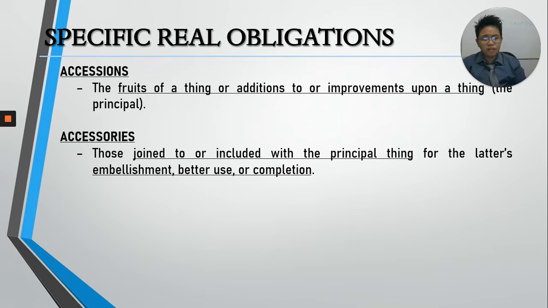In your car, if you sold your car, what should be included is probably the stereo. Of course, a car with a stereo is nicer. These things need to be included. So that is accessories. Now, the rule is, when you deliver the principal thing, all accessions and accessories are considered or deemed included, although they may not have been agreed upon.